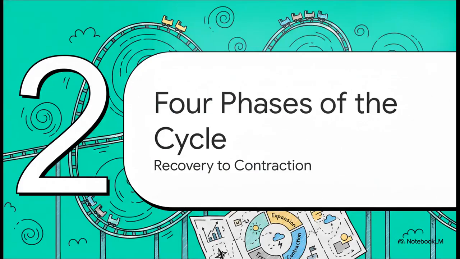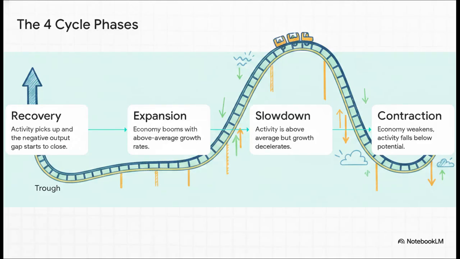Moving right along to Section 2, the 4 phases of the cycle, taking us from recovery all the way to contraction. Understanding these phases is basically like having a map of the roller coaster tracks. Just like the slow climb and the terrifying drop of a ride, the economy moves in a specific sequence. We start down in a trough, then enter recovery. As things heat up, boom, we're in full expansion. Eventually, momentum peaks, we hit a slowdown, and finally, the economy shrinks during a contraction, which drops us right back into the trough to start the whole wild ride over again.